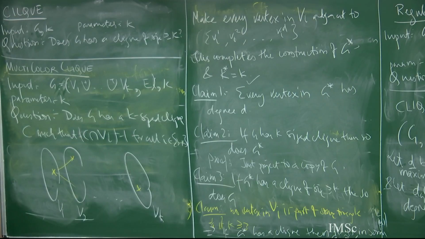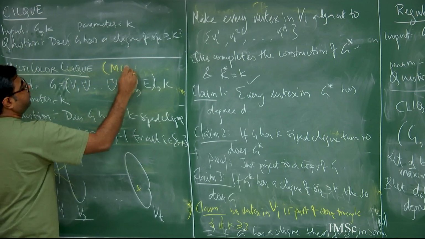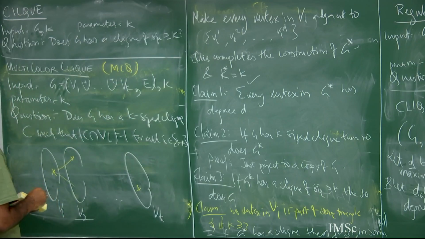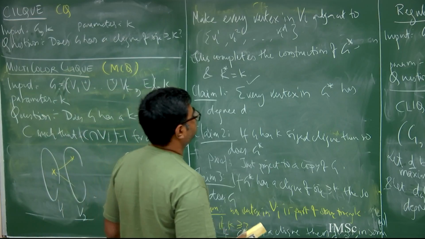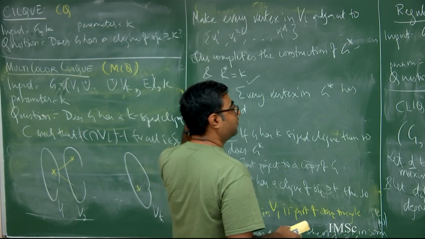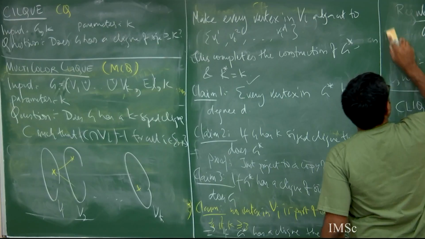Okay, any reduction? I would like to have a reduction from clique to multicolor clique. This is, let's call it MCQ. This is CQ, clique. I do not want to keep writing. Okay, so let's write this part.